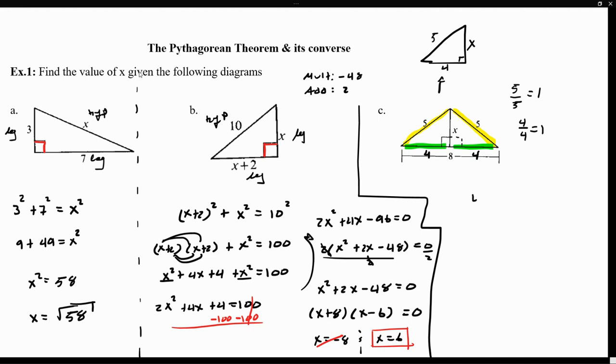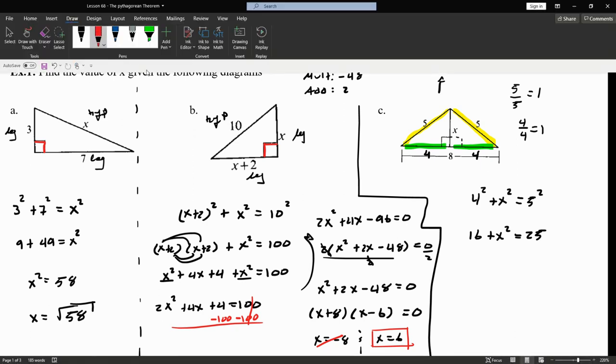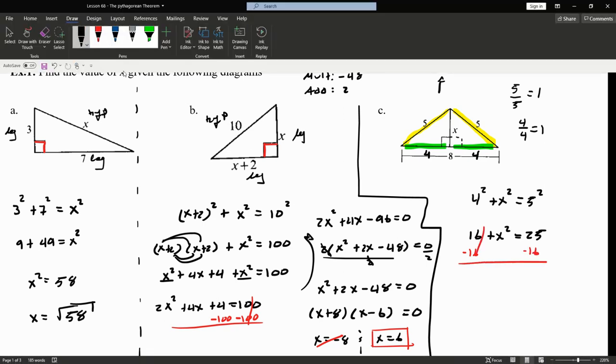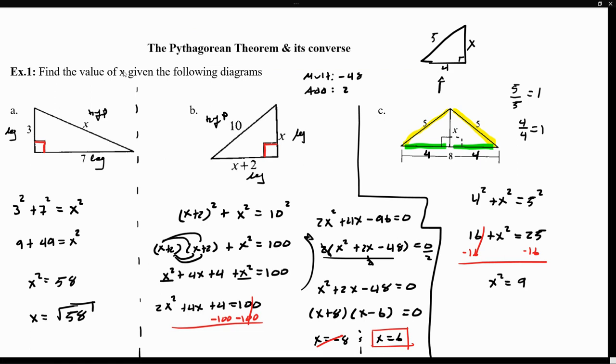So now this is going to look like 4 squared plus x squared is 5 squared. Let's simplify this. 4 squared is 16, and 5 squared is 25. If we subtract 16 on both sides, we end up with x squared equals 9, and therefore if I take the square root, x equals plus or minus 3.